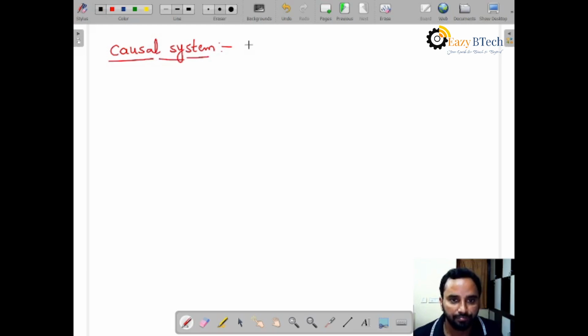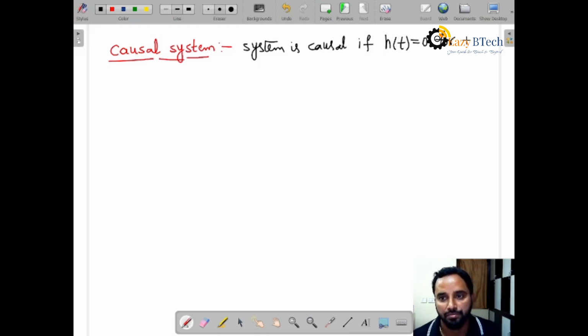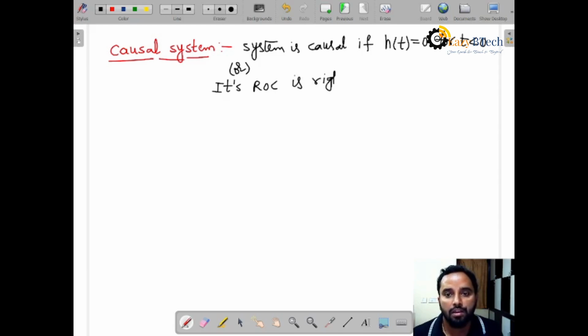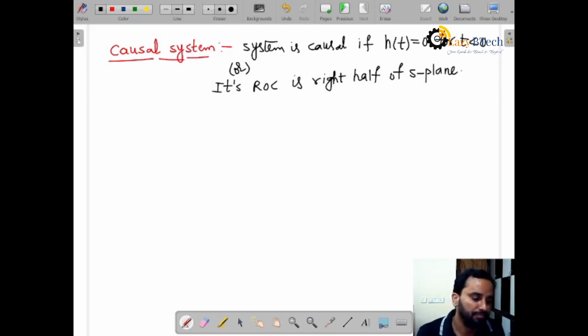A system is causal if its impulse response h of t is equal to 0 for t less than 0. Or we can say its ROC must be towards the right side of the S plane. Then this will become a causal system.